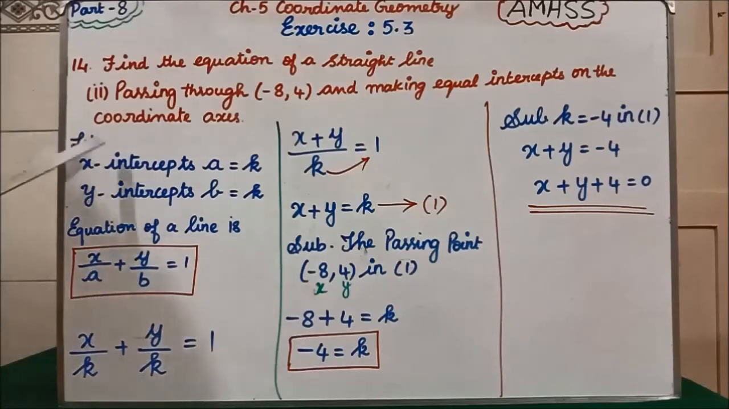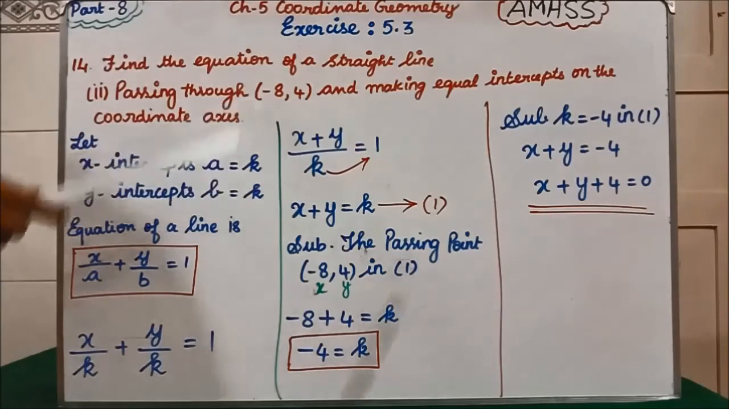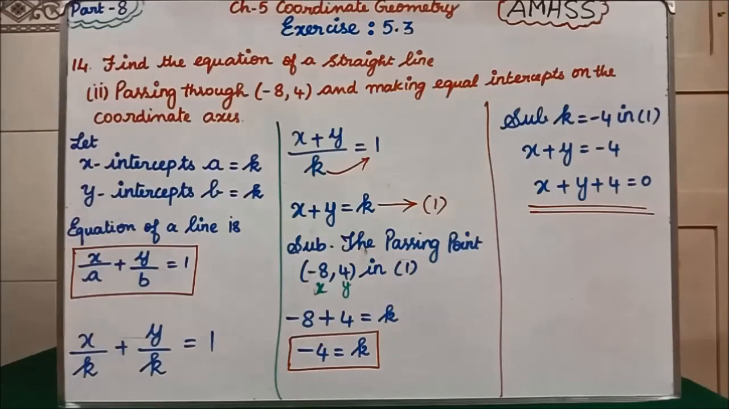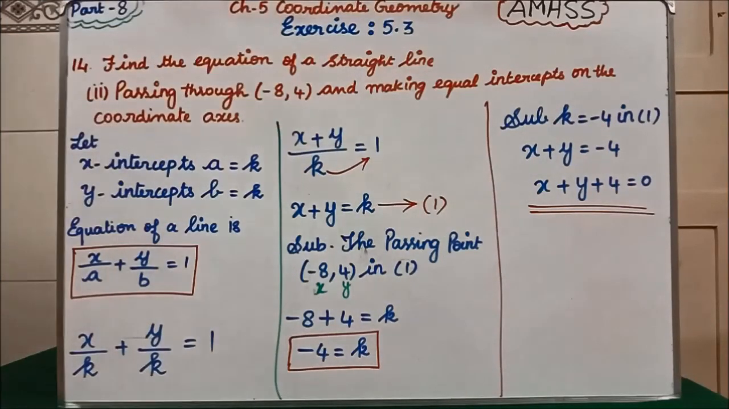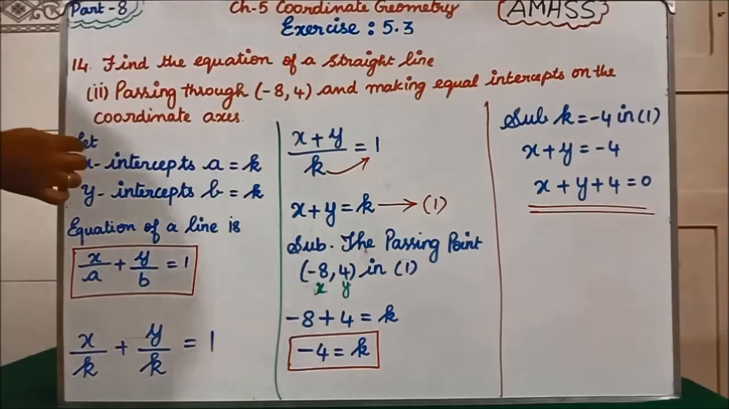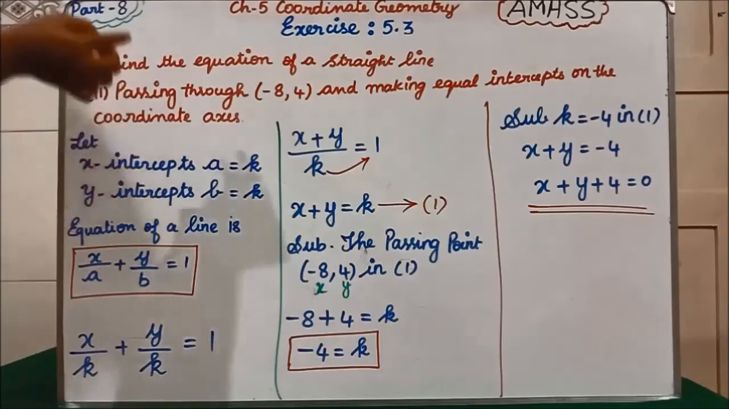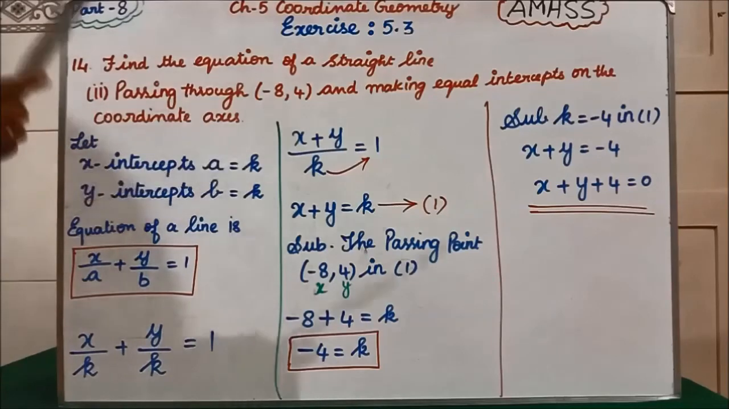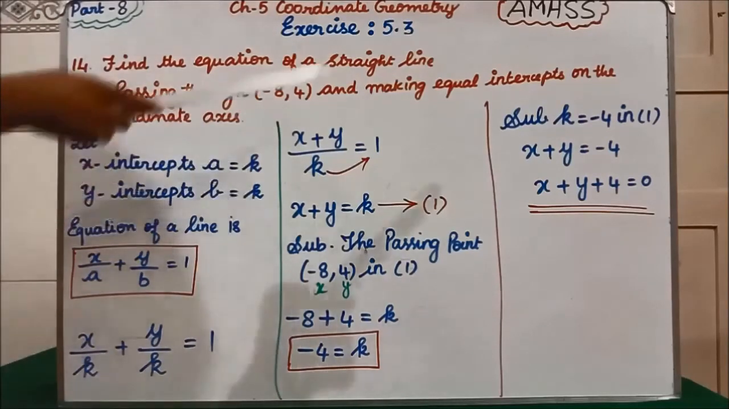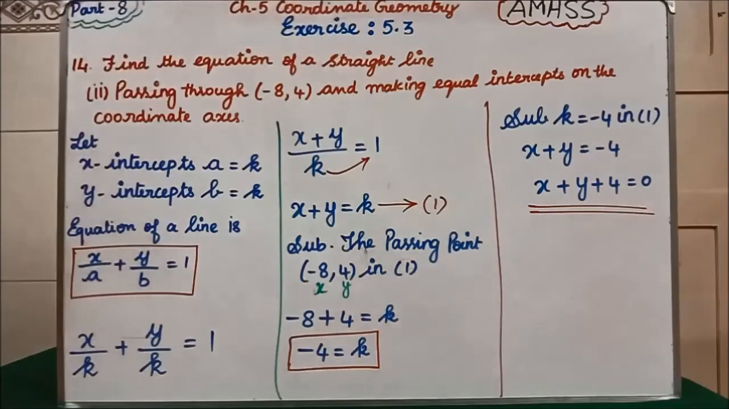Let x-intercept a = k, y-intercept b = k. Because they have not given what the x-intercept a value is or what the y-intercept b value is in the question. But instead of that, they have given a hint: equal intercepts. Clear? So whatever value is given for a, the same value you have to give for b also. We have taken a as k, and b also we have to take k, because in the question they have given equal intercepts.